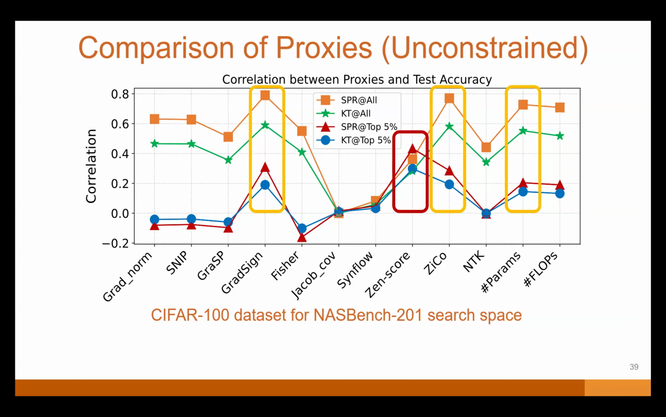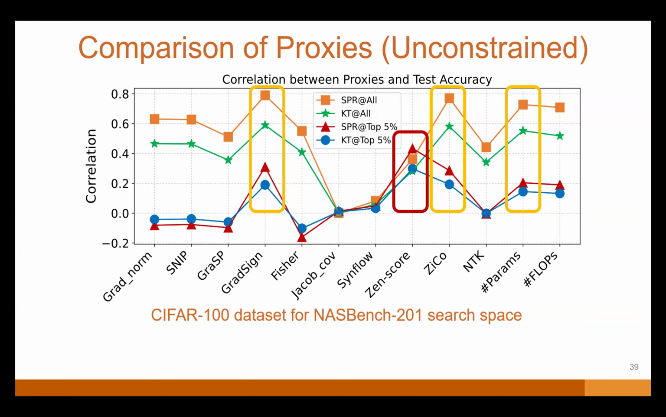So you can see if we look at this orange and green, meaning these two for all the architectures, clearly these points dominate. So which one? GradSign, Zico, and the number of parameters. So basically, the number of parameters, that is such a naive approach used by everyone, performs very well, and in fact, a lot better than far more complicated things like Fisher, Jacobian covariance, and whatever. So this shows that this effort should be realigned with this kind of evaluations, so to see which ones to use, okay?